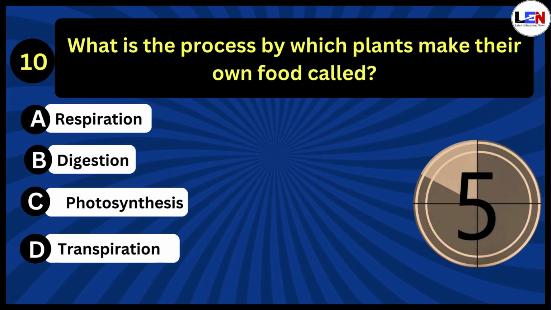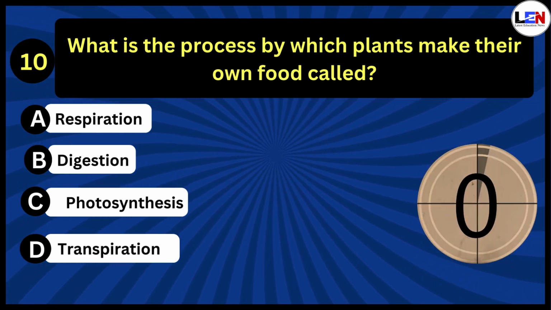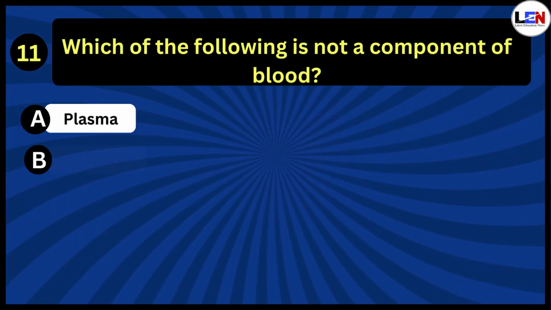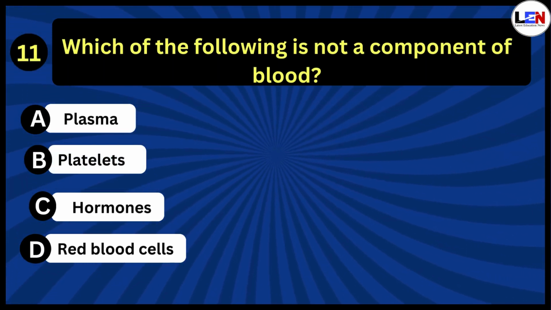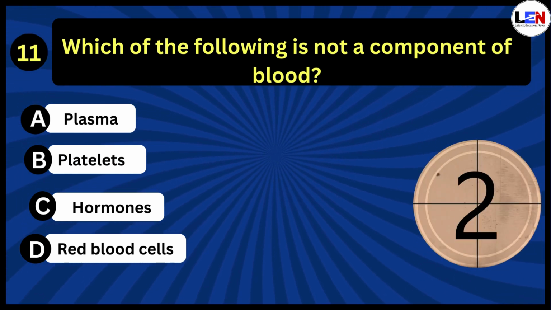What is the process by which plants make their own food called? A. Respiration. B. Digestion. C. Photosynthesis. D. Transpiration. The correct answer is option C. Photosynthesis.